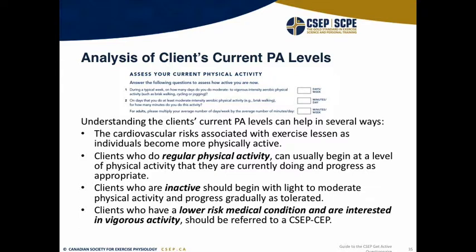So clients who have a lower risk medical condition and are interested in vigorous activity should be referred to a CSEP CEP. So even though exercise is safe, there is an increased risk with more vigorous or near maximal intensity, and these clients would be better served by a CSEP CEP.